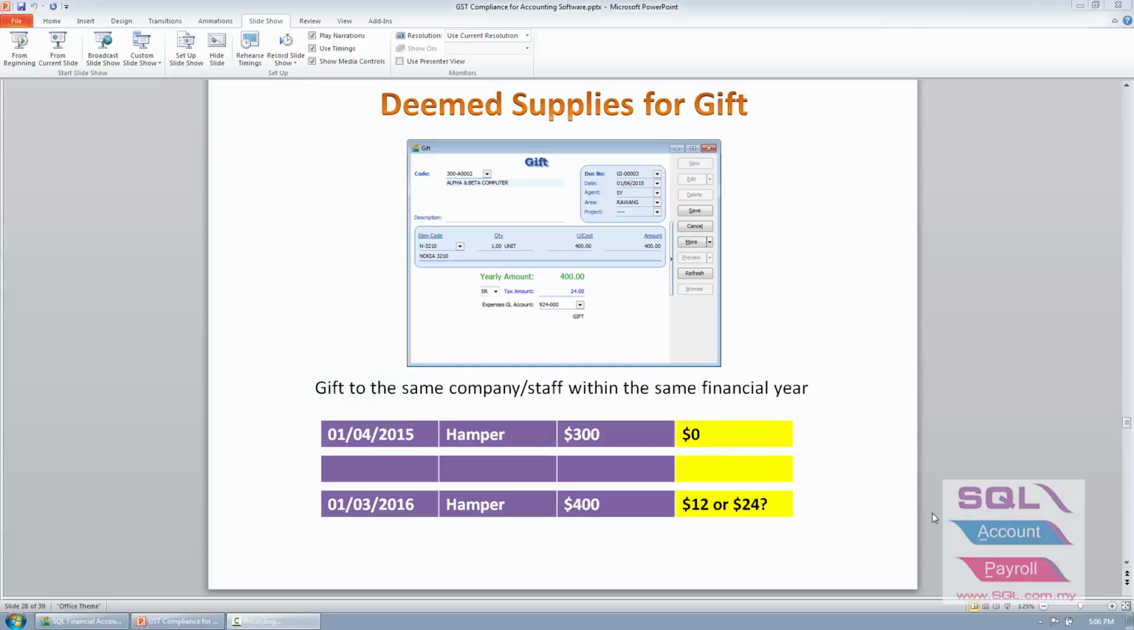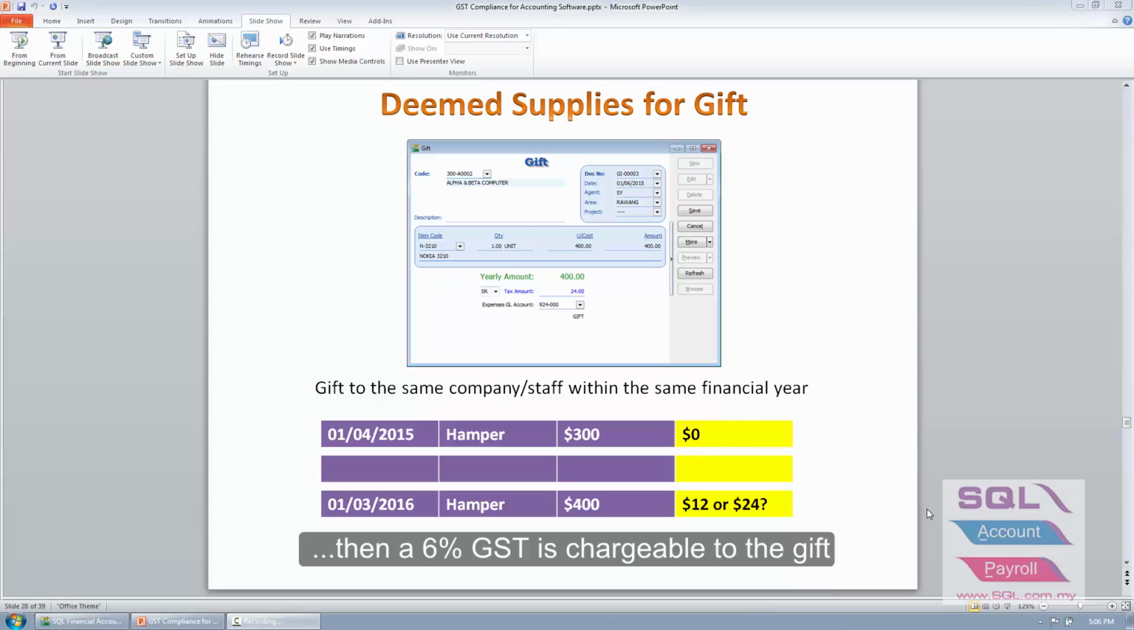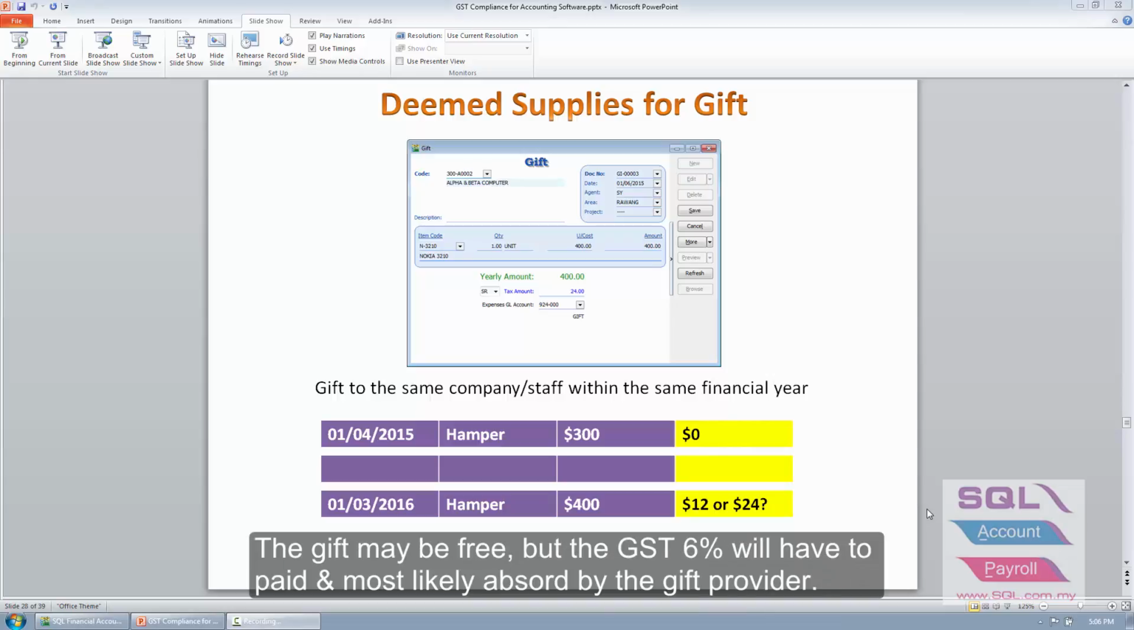Now, I'd like to talk about deemed supplies for gifts. The Customs has a rule that states that when a gift, for example a hamper, is given to a customer or even an internal staff within the same financial year, and it crosses 500 ringgit, then you will be liable for a 6% chargeable tax on that gift.